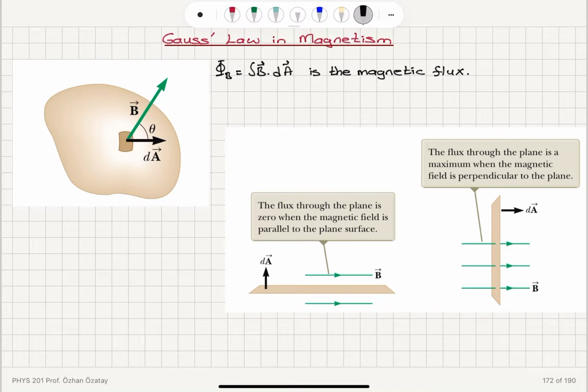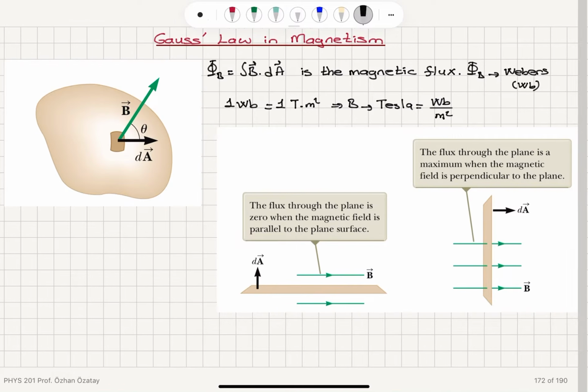So this is the magnetic flux. And the magnetic flux is measured in SI units. It's measured in Webers, abbreviation Wb. And 1 Weber is equal to 1 Tesla meter squared, because Tesla is the unit of magnetic field, and magnetic field B in Tesla is equal to Webers per meter squared. So that's another unit for a magnetic field.